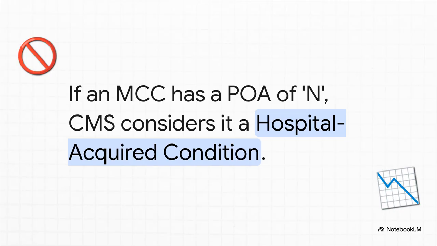So why does this matter so much? It comes down to a strict policy from the Deficit Reduction Act. Let's say a patient is admitted for pneumonia, and a couple of days later, they develop a severe deep vein thrombosis, or DVT. Now, DVT is an MCC, but because it developed after they were admitted, it gets a POA flag of N. CMS considers this a hospital-acquired condition, or HAC, and the rule is absolute. An HAC cannot be used to increase the DRG payment tier. The system completely ignores that MCC for payment purposes. It halts the multiplier in its tracks and can even subject the hospital to a pretty intense quality review.